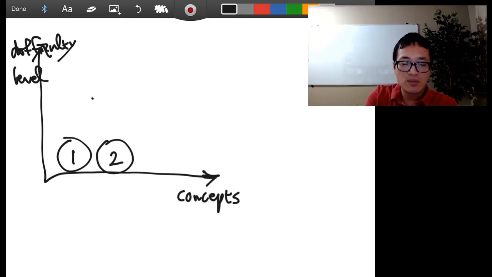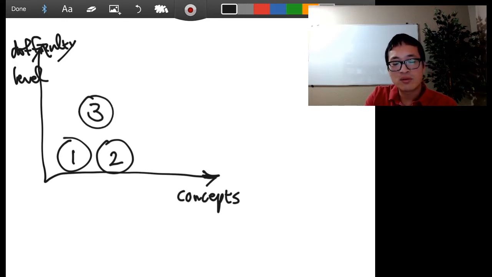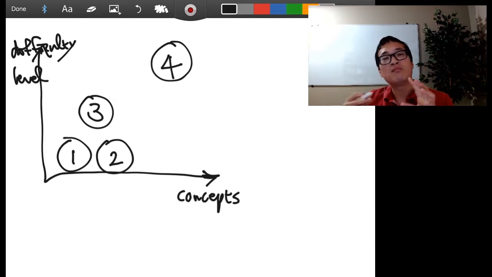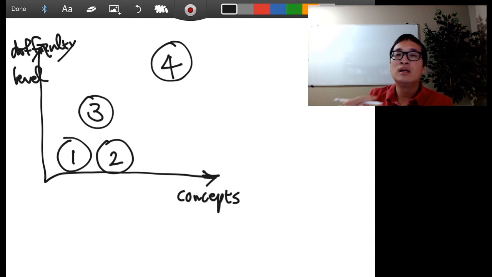And then there may be concept 3 here that's kind of related to these. There may be another concept, let's say concept number 4, that's very difficult to learn. And it's kind of spaced a little bit far apart from 1, 2, 3, meaning it's not similar. This concept is a little bit different, kind of far away from the previous 3 concepts, and so forth.